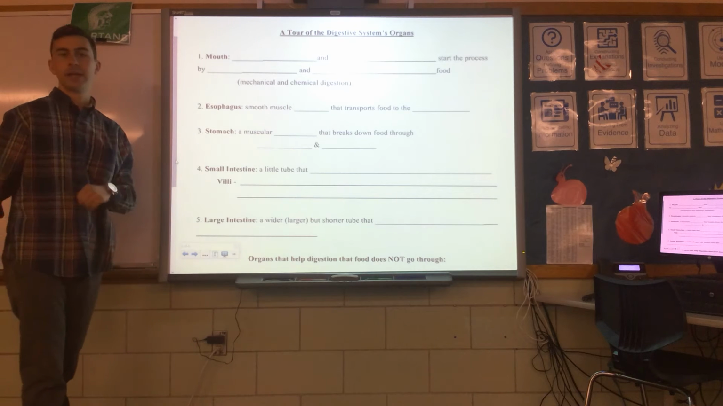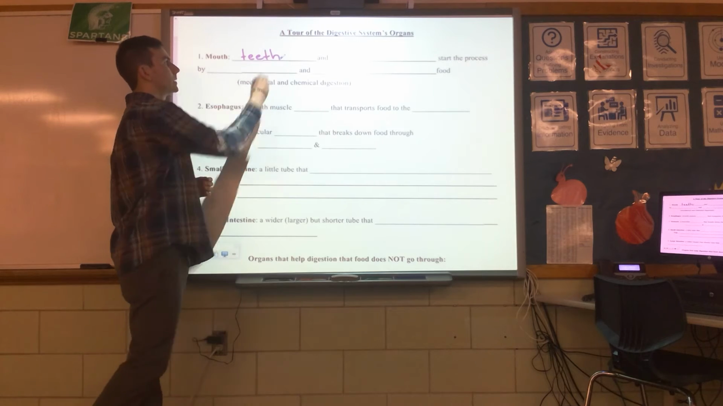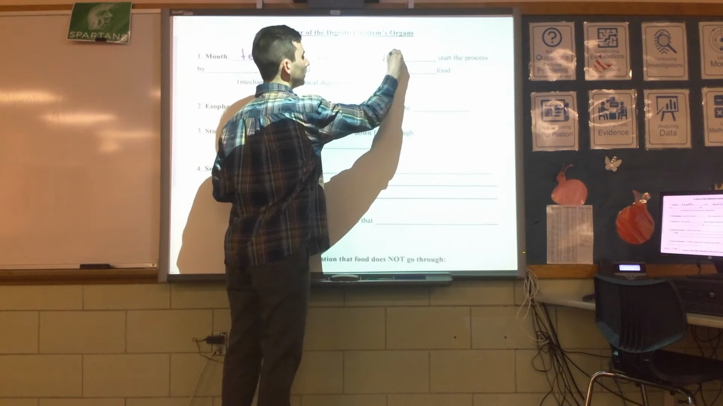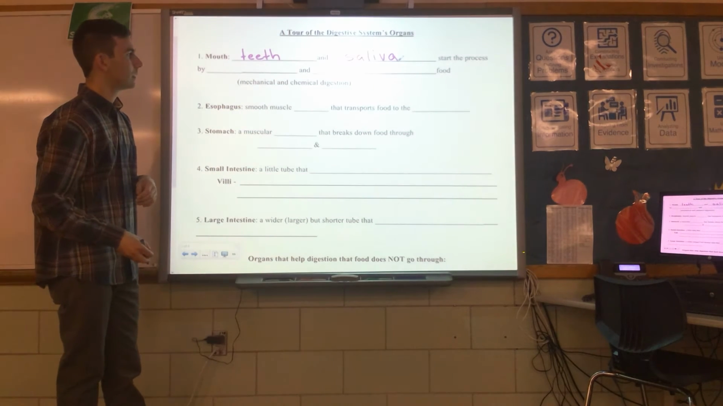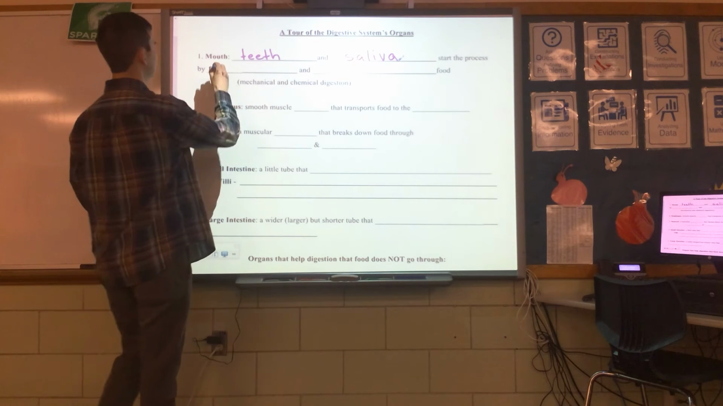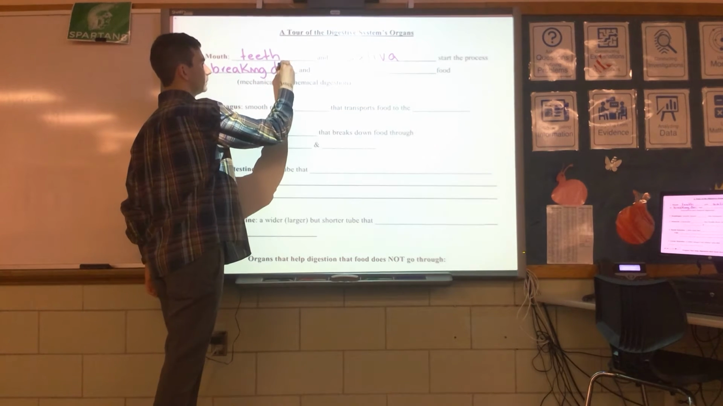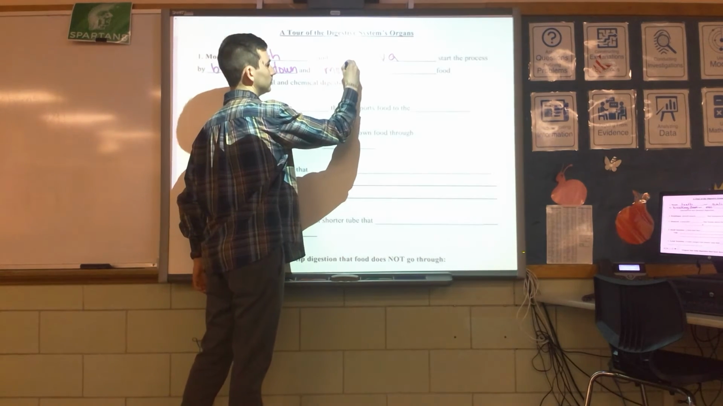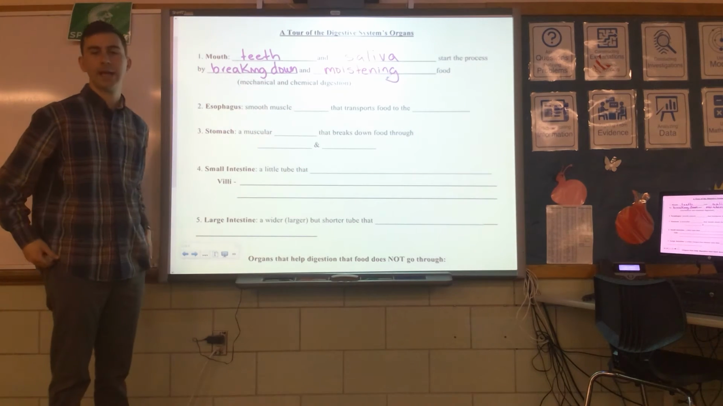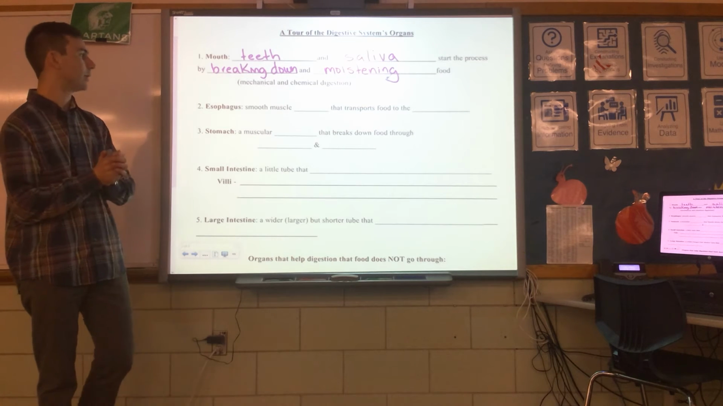Now we need to know a ton of organs for the digestive system, okay? And we're going to run through them all. The first organ is going to be our mouth. And in our mouth, teeth and saliva start the process by breaking down and moistening food. And again, this will be both mechanical and chemical digestion. The saliva will moisten and break down the food, and then the teeth will mechanically break down.